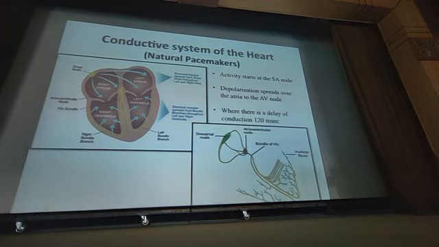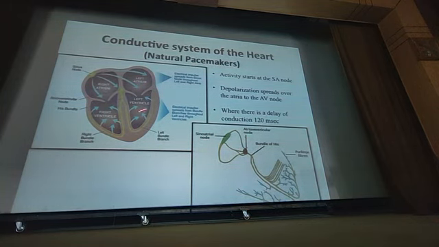We have the conductive system of the heart. We have the sinoatrial node. We have internodal fibers or bundles. We have the AV node. We have the AV bundle, and we have the right and left bundle branches. Bundle branch block, BBB: either RBBB or left bundle branch block.